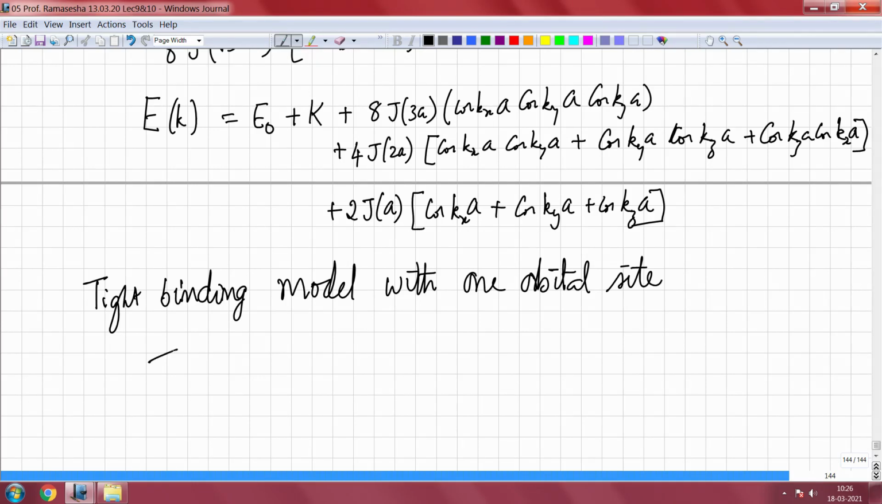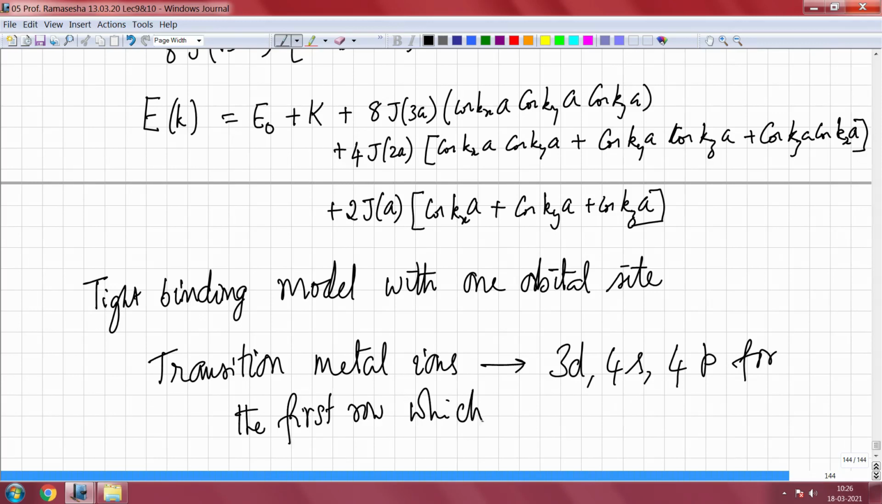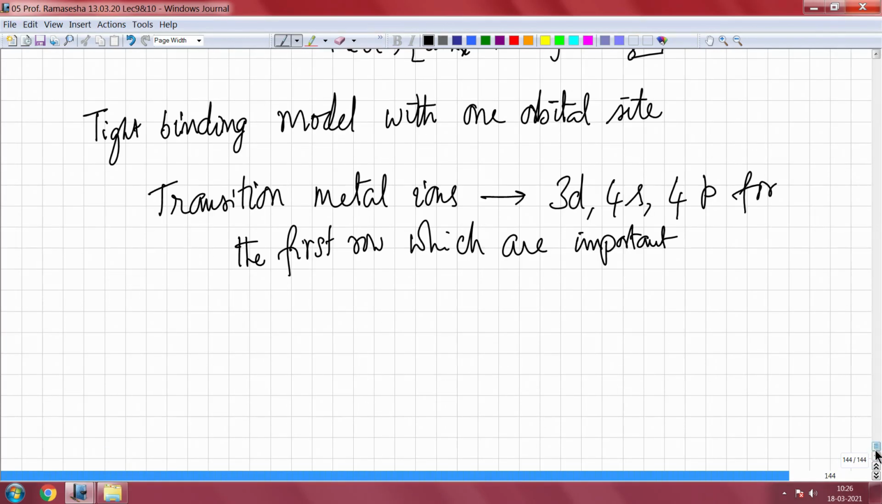So, for example, whenever you have transition metal ions, you have 3d, 4s, 4p for the first row, which are important. In this case, you have to consider all these orbitals together in order to construct the tight binding Hamiltonian matrix and also obtain the eigenvalues for the tight binding Hamiltonian matrix. And how does one go about doing that?